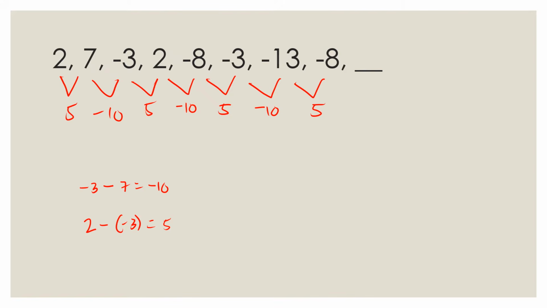Now we have a clear pattern in our differences: 5, negative 10, 5, negative 10, 5, negative 10, and 5. So it's an alternating difference. The next difference here should be negative 10. So negative 8 plus negative 10, what we should get here is negative 18. So that's the logical next number in the sequence.